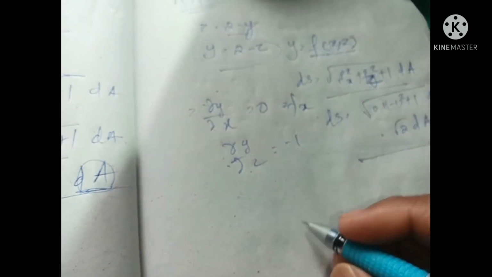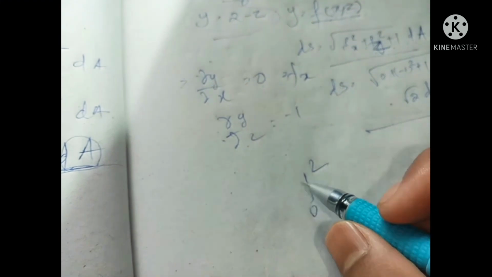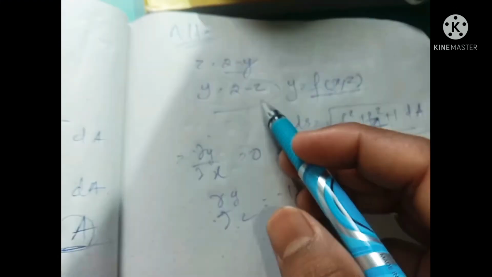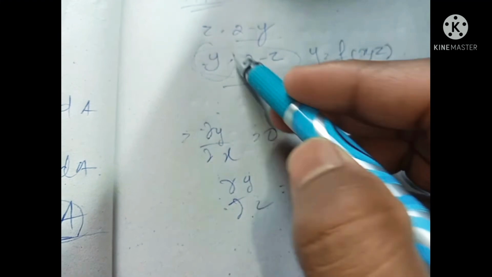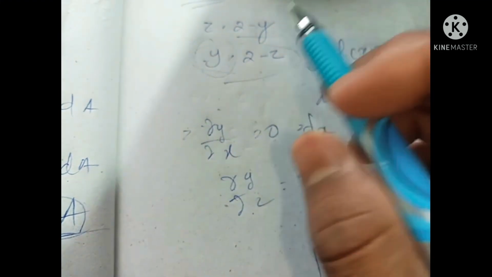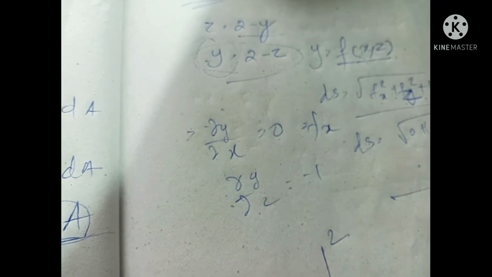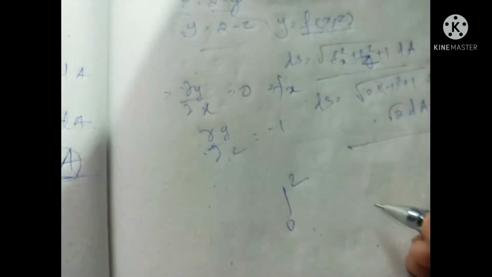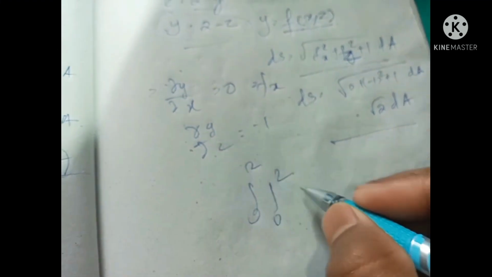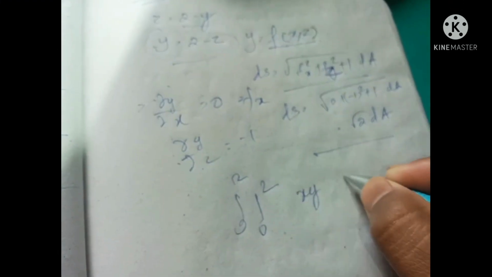It is also given that x varies from 0 to 2 and y varies from 0 to 2, which means 2 minus z also varies from 0 to 2. So as I write 0 to 2, xy dx dz, this is the same thing that we get from the integral, and the answer is 4 root 2. As we compute this integral, we get the answer.